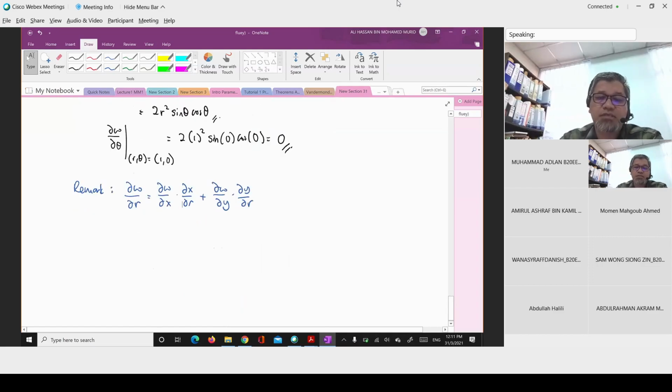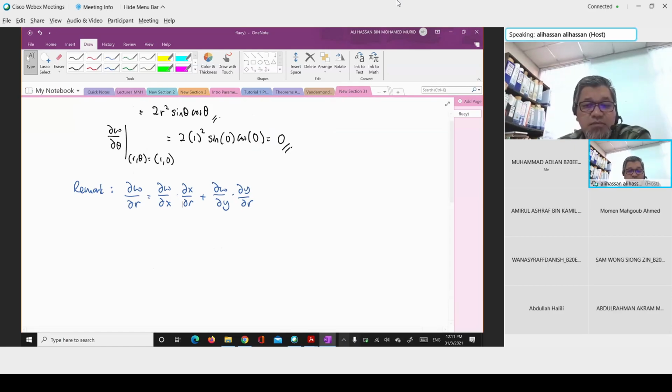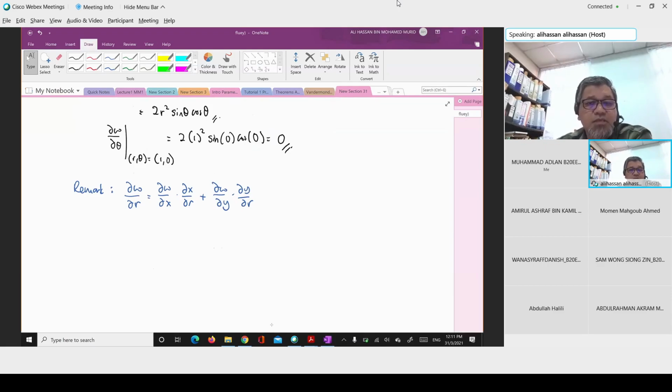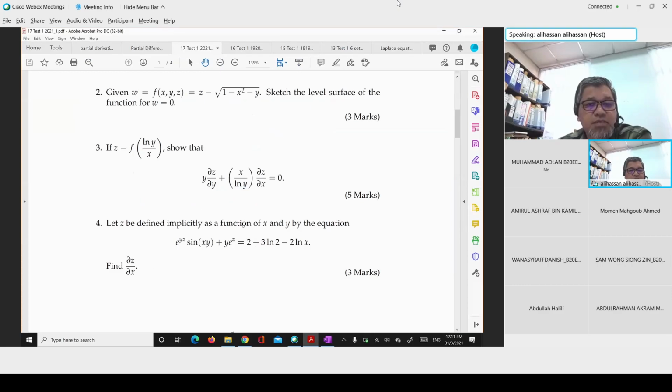Okay, next is about implicit differentiation. I want to discuss this with you because if you look at the sample test 1, there's a question related to implicit differentiation here. Suppose z is a function of x and y, but the function z is not defined explicitly in terms of x and y. It is here defined implicitly by this relationship here. So how do you determine z partial x?